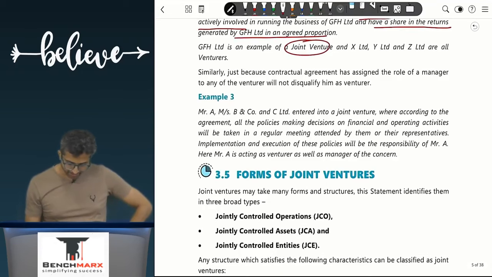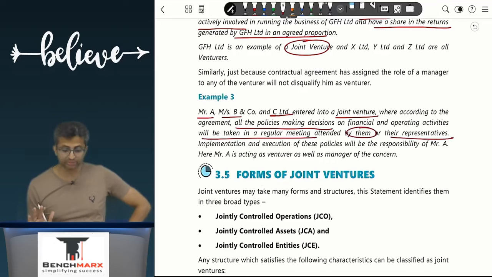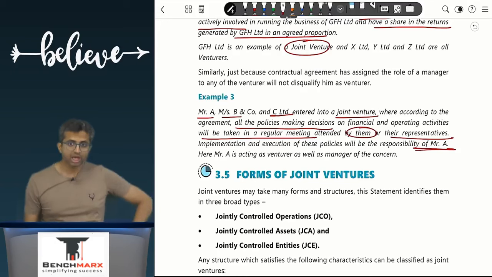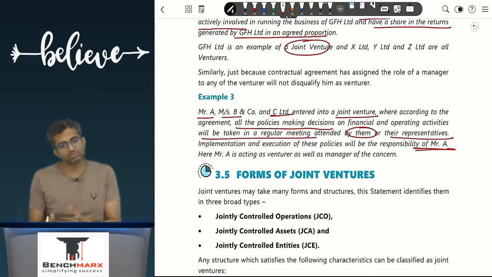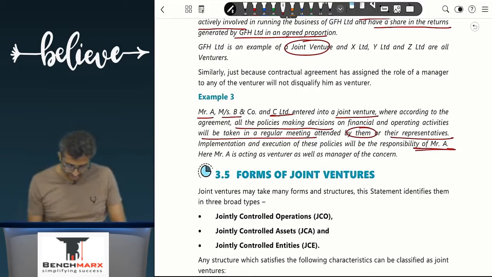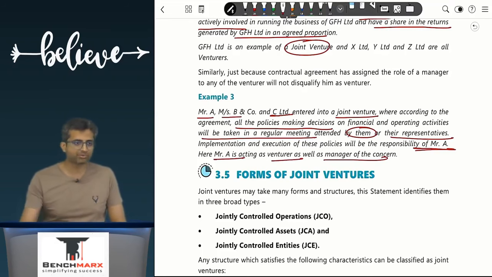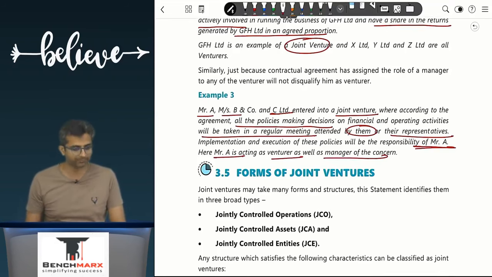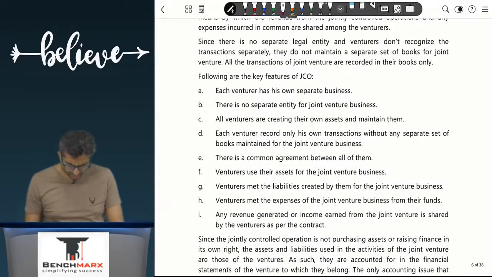Acha. Mr. A, B and company and C entered into a joint venture where, according to the agreement, all the policy making decisions on financing and operating activities will be taken in a regular meeting attended by them or their representatives. Okay, implementation and execution will be the responsibility of Mr. A. So, Mr. A is like the manager. But does that mean Mr. A is controlling? No. It is joint control which is arising from the meeting. Mr. A is acting as a venturer as well as manager of the concern. Merely because he is responsible for execution does not make him a controlling party. Easy? Yes. Okay, so these are cases.